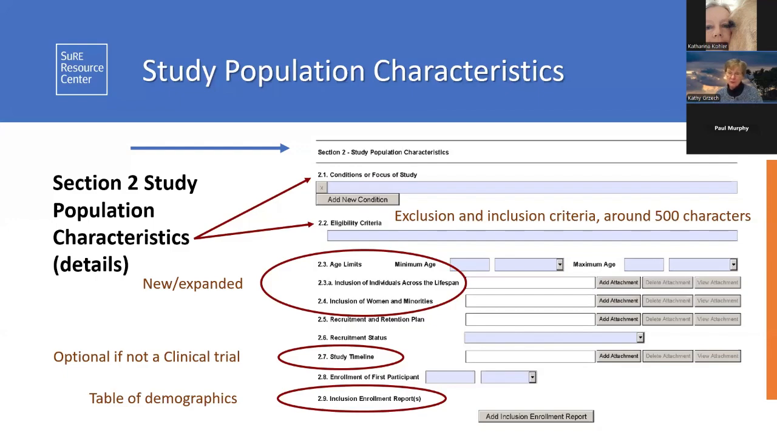There's an inclusion of women and minorities. I'm going to talk about that again a little bit more in the next one. You're going to talk about how you recruit and how you retain people in the study. That's an attachment. Recruitment status.